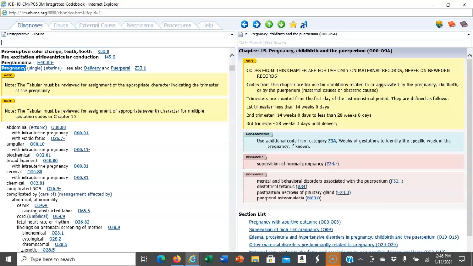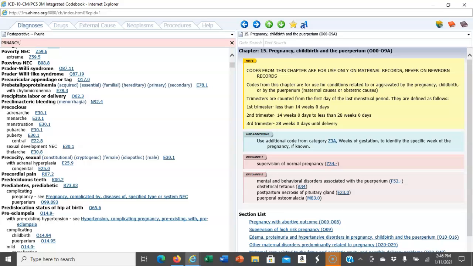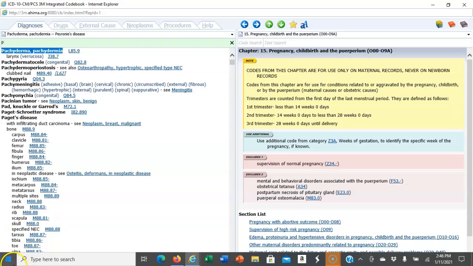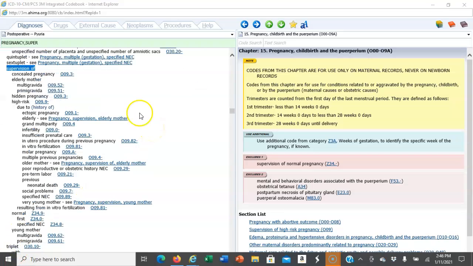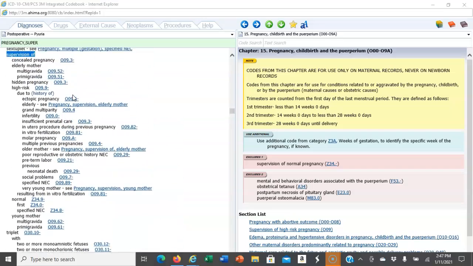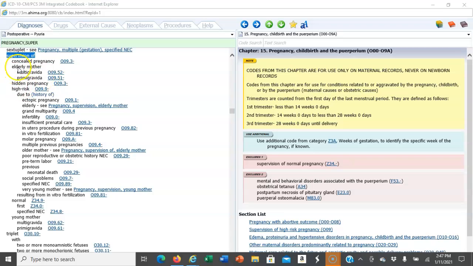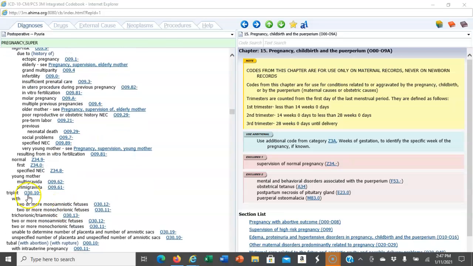Then we have codes for supervision of high-risk pregnancy. I'm going to go to pregnancy, supervision of. And you can see we have a number of terms listed under this subterm. So, supervision of elderly mother, multigravida, primigravida. Remember, we said that was anybody who was 35 or over. High risk due to, we have a number of things listed here, and then we have normal. Z34.9 first, Z34.0, specified Z34.8. Then we also have young mother here, multigravida, primigravida. And remember, we said that was anyone under 16.